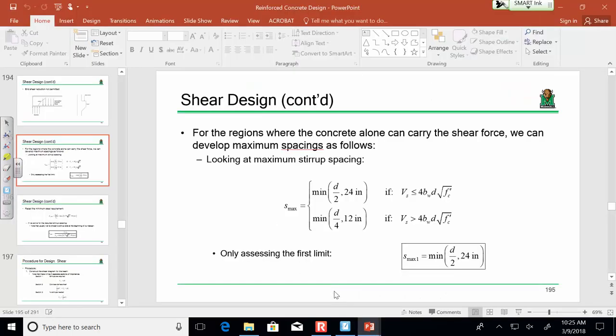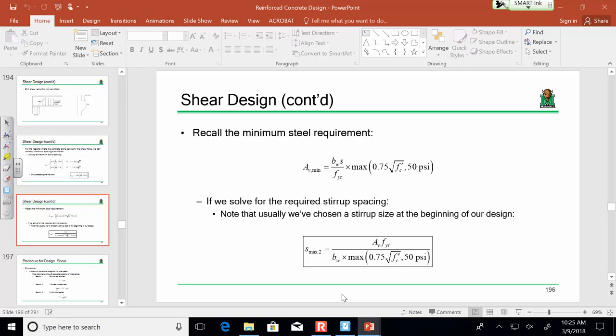S-max 2, this one's looking not so much at a maximum stirrup spacing, but more of a minimum reinforcement requirement. But I'm just going to rearrange the equation to solve for another limit on S-max, because it's basically going to be the same thing. So our second limit on spacing is Av times fy divided by b times the maximum of these two values. So in order to compute this, I'm going to go to the side. I'm going to compute 0.75 square root of f'c. So let's see what that is.